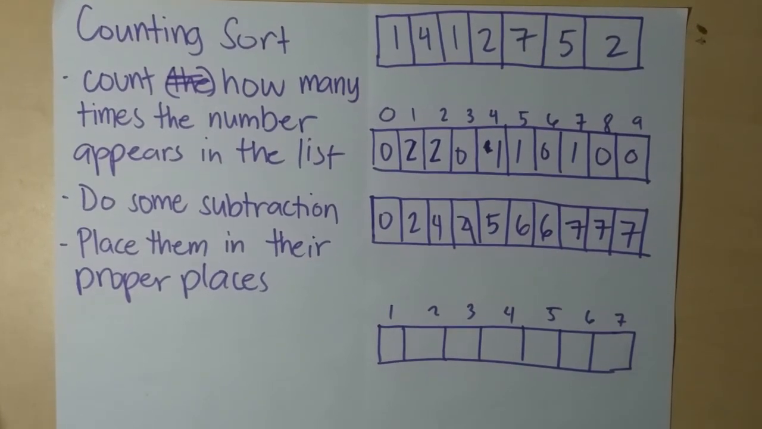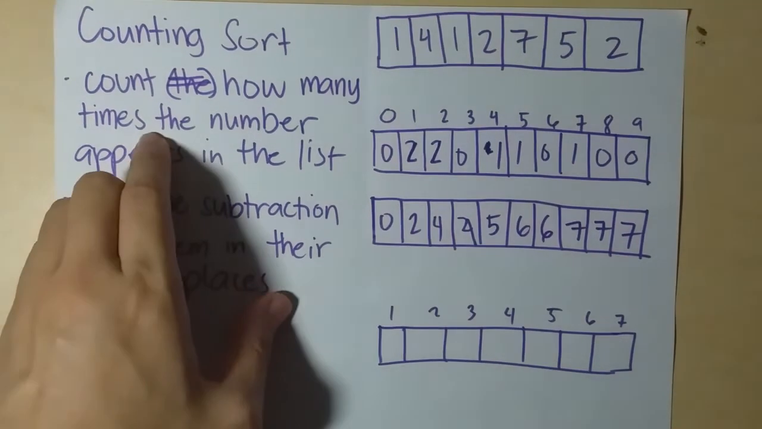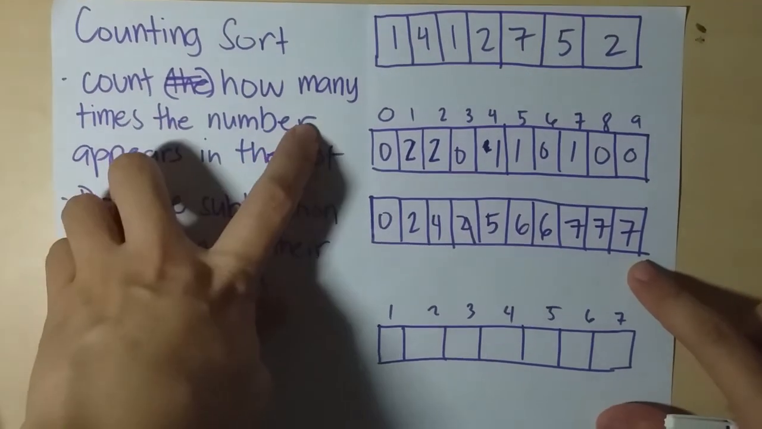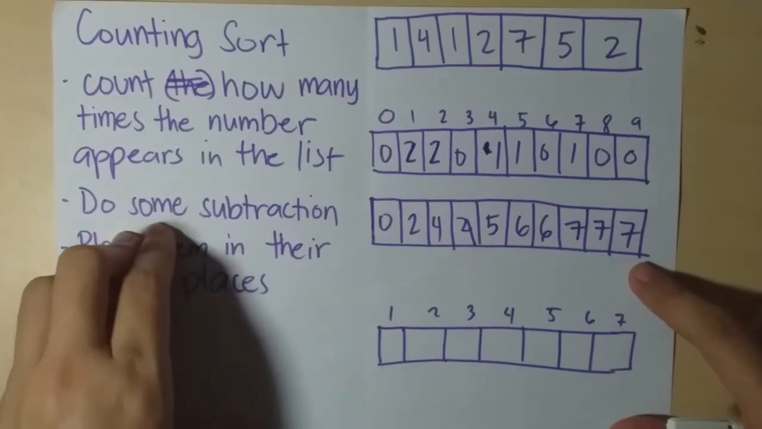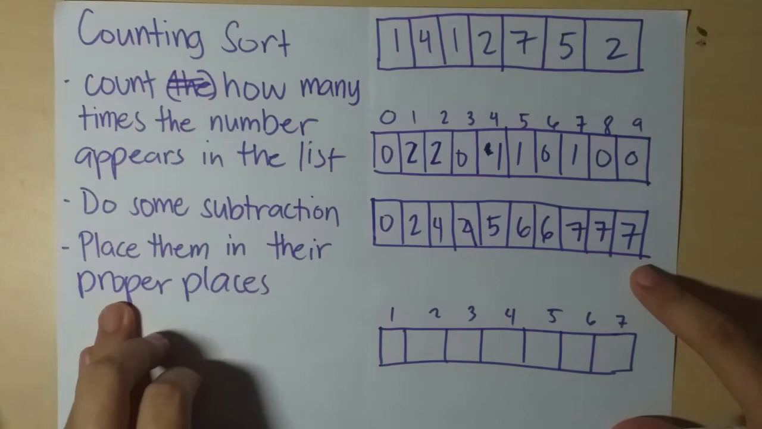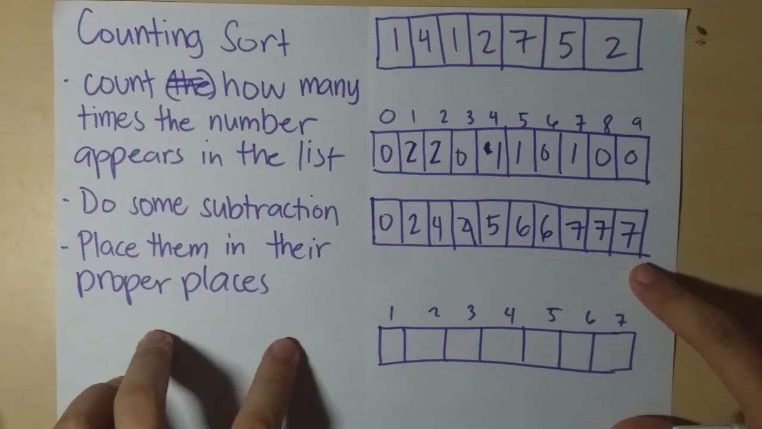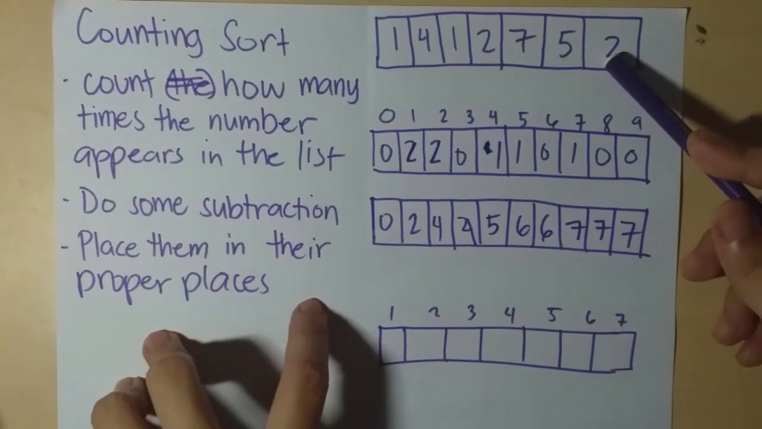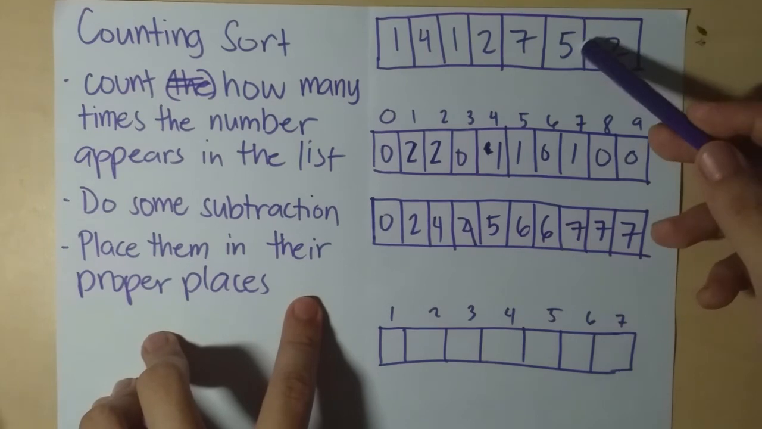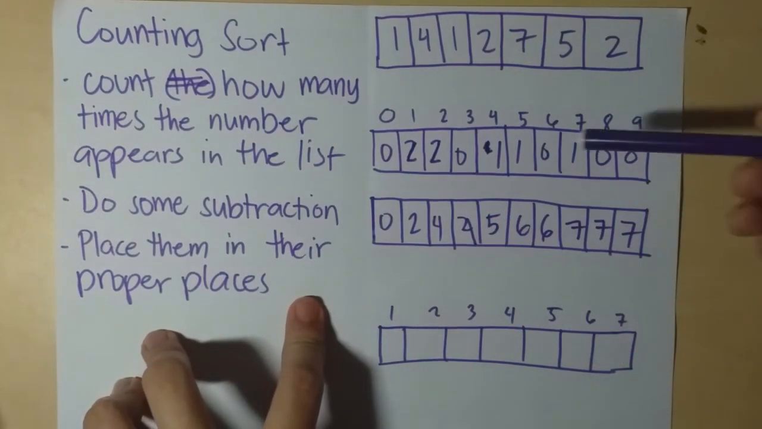So lastly, we have counting sort. Basically in counting sort, you just count how many times each number appears in the list. And then you do some addition and subtraction, and then you place them in their proper places. In our example list of numbers, the next step is to make another list of numbers, a list of 10 numbers.